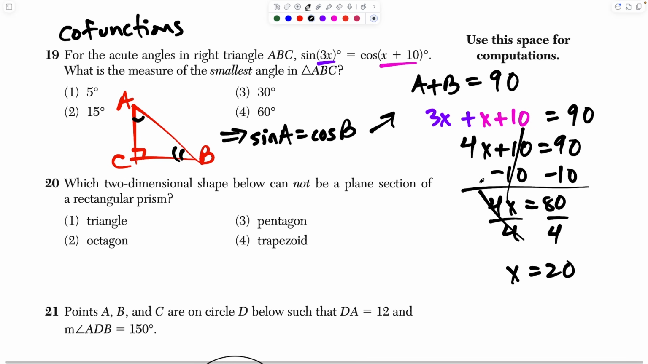But once we get x equals 20, we have to solve for both angles. So if I do 3 times 20, I'll do this over here. So 3 times 20 tells us that we have a 60-degree angle. So let's say this one over here is 60 degrees. And then this one would have to be 30 degrees to make 180. But if I want to double check, if I plug in x is 20 over here, 20 plus 10 makes 30. But they're asking us for the smallest angle inside the right triangle. So 30 degrees would have to be our answer because we have 30, 60, and 90. 30 degrees is definitely the smallest.